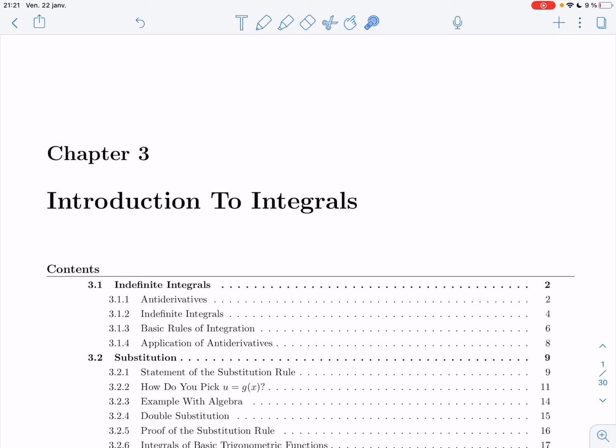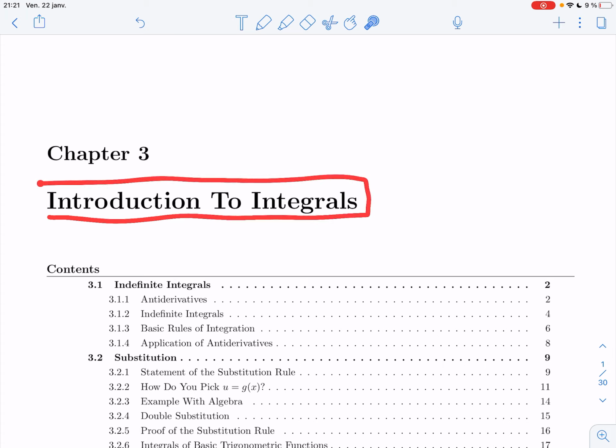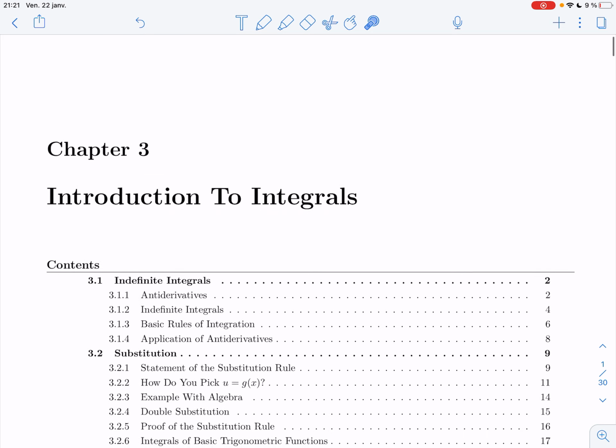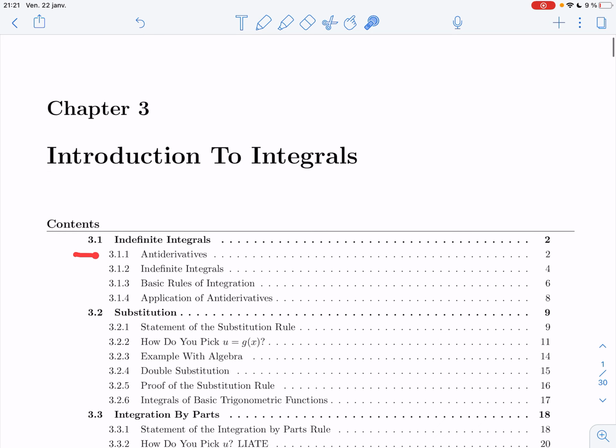In Chapter 3 we'll be starting to talk about integrals. That's going to be a big chunk of the class and we'll have a lot to say about it. Let's start today. In this video we'll be doing section 3.1.1. We'll be talking about antiderivatives.